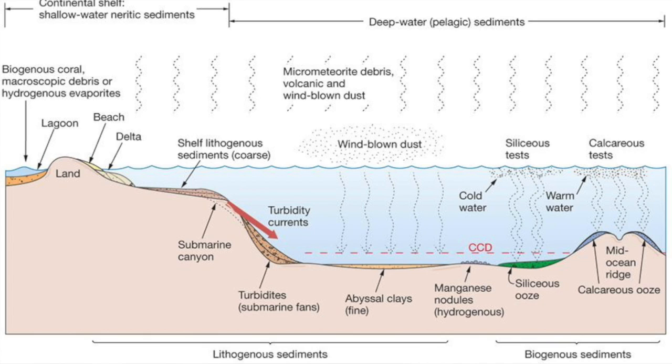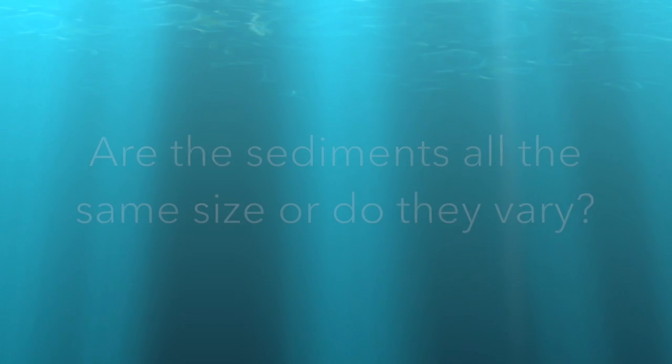As you can see on this diagram, it displays the marine sediment mixture, where biogenous sediments like coral or hydrogenous evaporites are located in the lagoon on the far left. The turbidity current allows turbidites, also known as submarine fans, to form under it. The abyssal clays are found at the bottom of the seafloor and are fine particles. The manganese nodules are below the CCD. The calcareous ooze, which will be discussed later, is on both sides of the mid-ocean ridge.